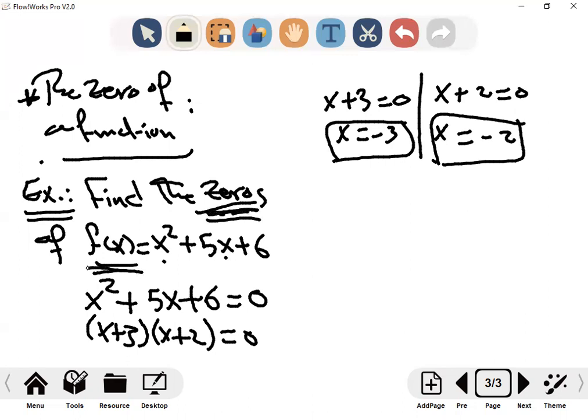What does this mean? If you replace x by -3 here, the answer should be 0. Replace mentally: -3 power 2 is positive 9, right? 5 times -3 is -15. -15 plus 9 is -6, plus 6 is 0. And put -2 also, the answer should be 0. So the zero of the function is a value that makes the function equal 0.